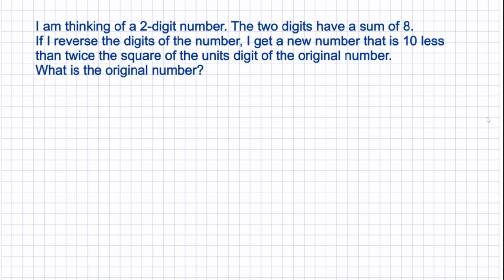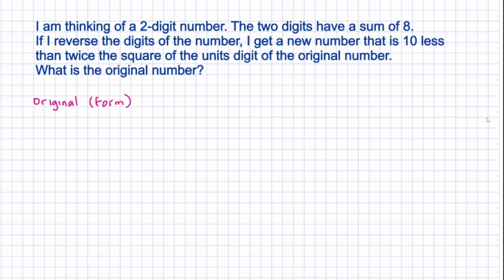So after you read the question a few times, your goal is to take the English sentences that were presented to you and convert them into algebra so that we can do the appropriate manipulations. First, it says I am thinking of a two-digit number. Two-digit numbers have a tens place and a units place. So I can write the original number.